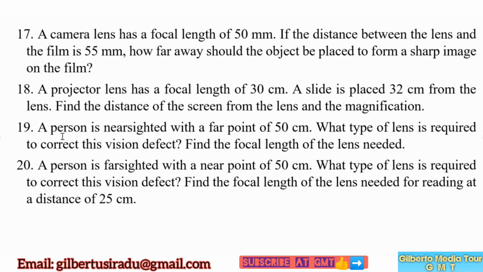Question 19. A person is nearsighted with a far point of 15 centimeters. What type of lens is required to correct this vision defect? Find the focal length of the lens needed. Question 20, which is the last question. A person is farsighted with a near point of 50 centimeters. What type of lens is required to correct this vision defect? Find the focal length of the lens needed for reading at a distance of 25 centimeters.